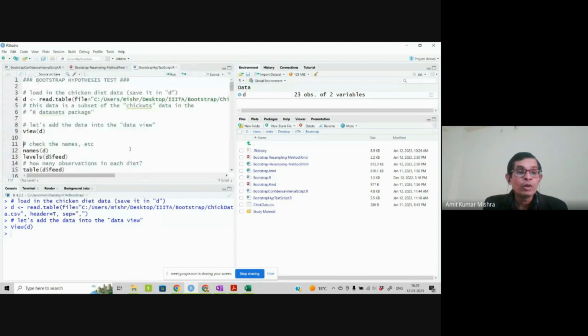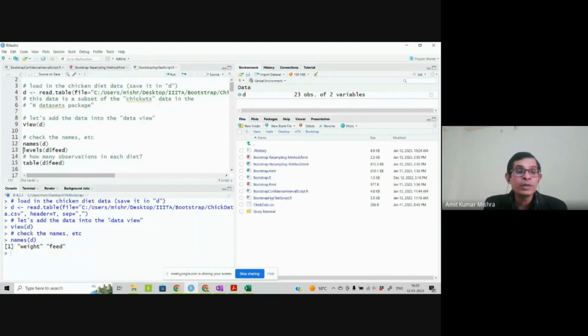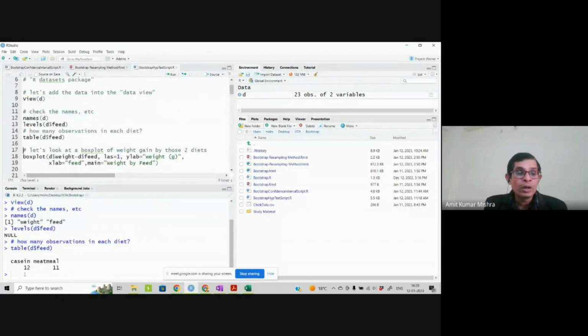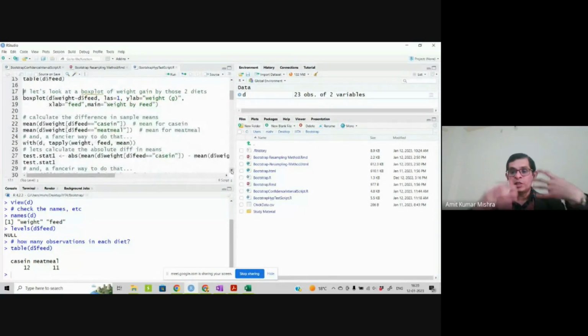Now from this data, what are the variable names? The variable names are weight and feed. Labels, if you have defined them; I have not defined the labels, so this is null. And table will give you how many are there: casein 12, meat meal 11. Now we will visualize the data with the help of a box plot.